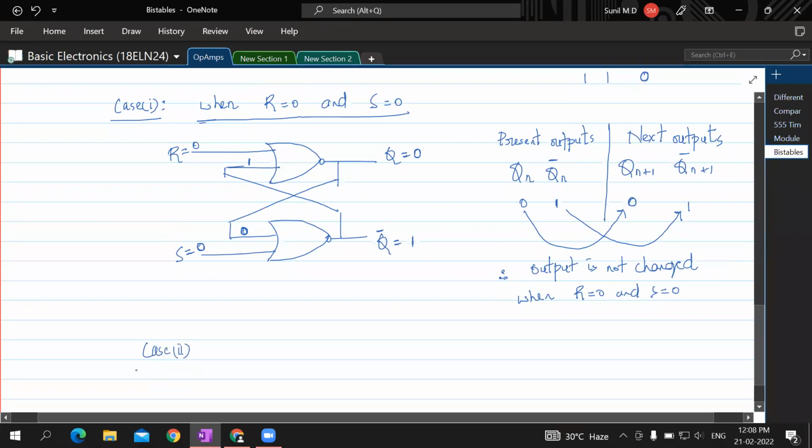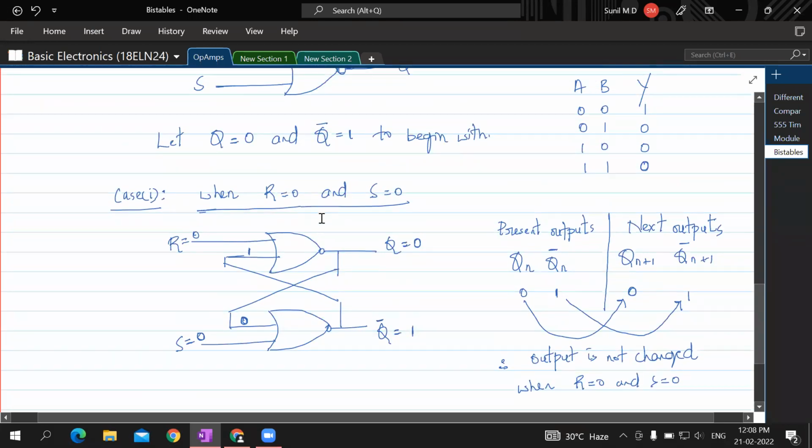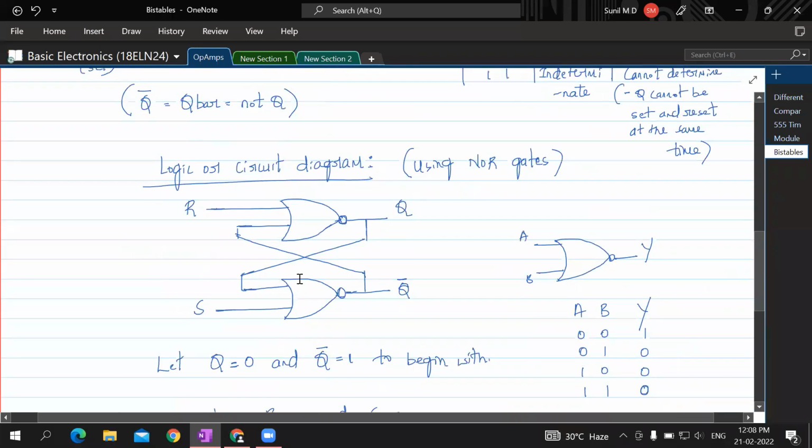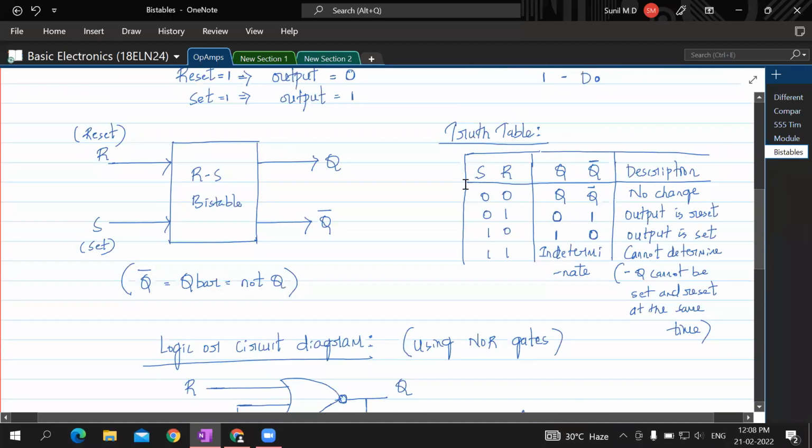Sir, can you explain it again, please? You want this to be explained again? Okay, just see here. We are going with case 1. I just want to see this combination of SR. This is the first combination of SR that I am taking as the no change combination. Why? If S is 0 and R is 0, don't set, don't reset. Don't do anything is what it is saying. So that means there is no change of the output.